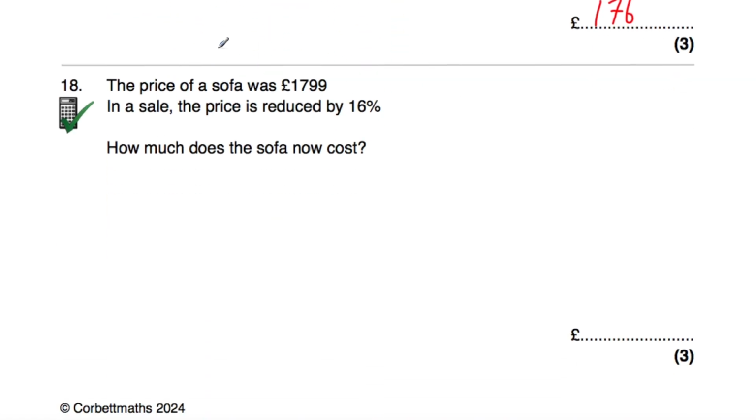Okay, let's look at our next question, question number 18. So question number 18 says the price of a sofa was £1,799 and in a sale the price is reduced by 16%. How much does the sofa now cost? So we want to reduce the price of the sofa by 16%. So let's take the price of the sofa, the £1,799, and divide it by 100 to find 1%, which should be £17.99.